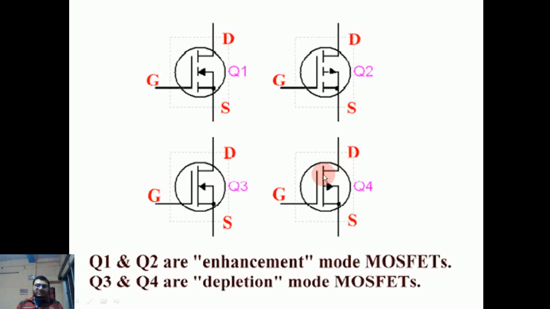The body is connected. This is the fourth terminal, which represents the type of the MOSFET, N type or P type. It's called the body terminal. You can see in the four cases there is the body terminal. This body terminal is mainly connected with the source terminal.